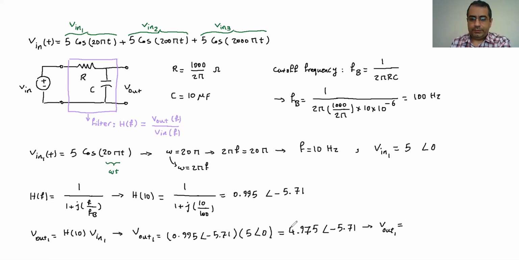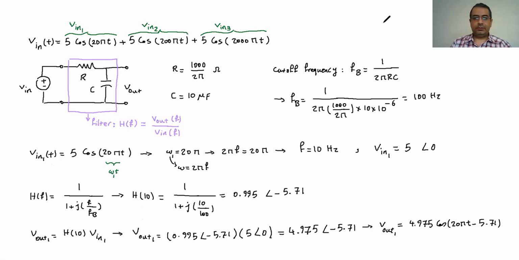would be equal to the amplitude or the magnitude, 4.97975, cosine of omega 1 t. So the omega here, let me call it omega 1, is 2 pi times 10, which is 20 pi. So it's 20 pi t minus the angle, which is 5.71. So this is the very first effect of our filter on the very first signal, and we have to repeat this for the second one and the third one.